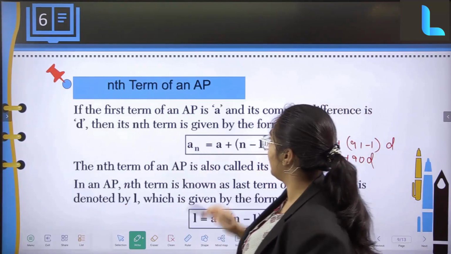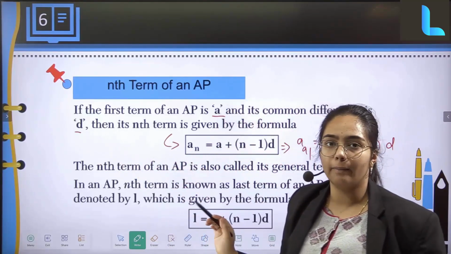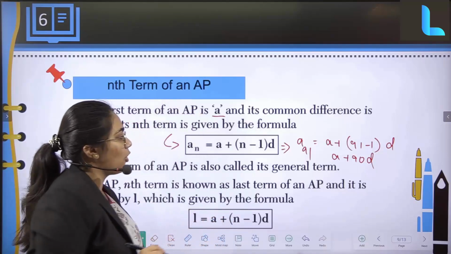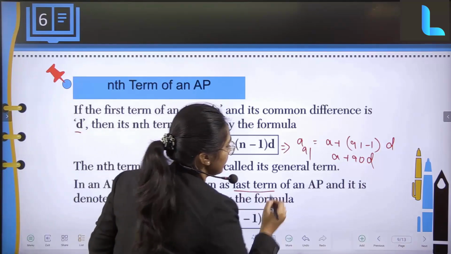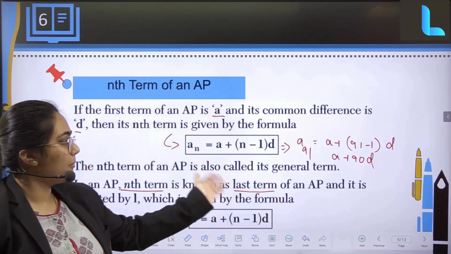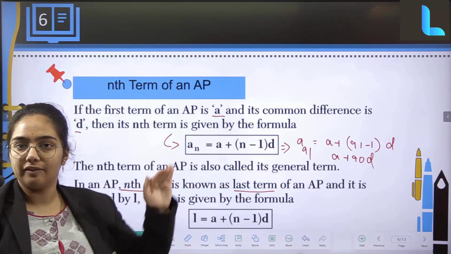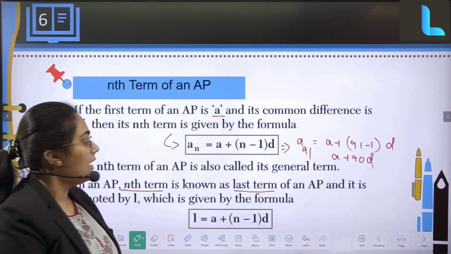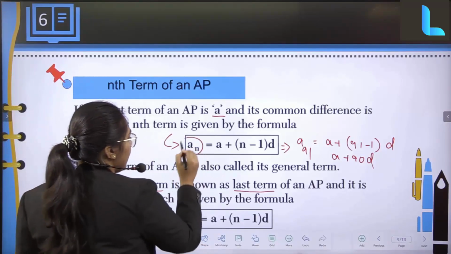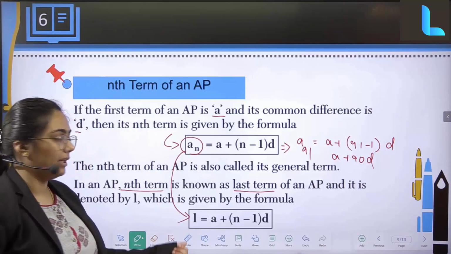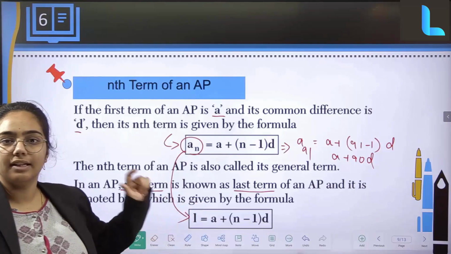Right, if the first term of an AP is A and the common difference is D, then we are going to write the nth term in this format. The nth term of an AP is also called the general term. If the nth term is the last term of an AP, then suppose in the question they ask you to find Tn, where n is the last term, we substitute and get the value. So An can also be written as L, which is going to be your last term. The formula remains the same, it is just that An has been replaced with the letter L.